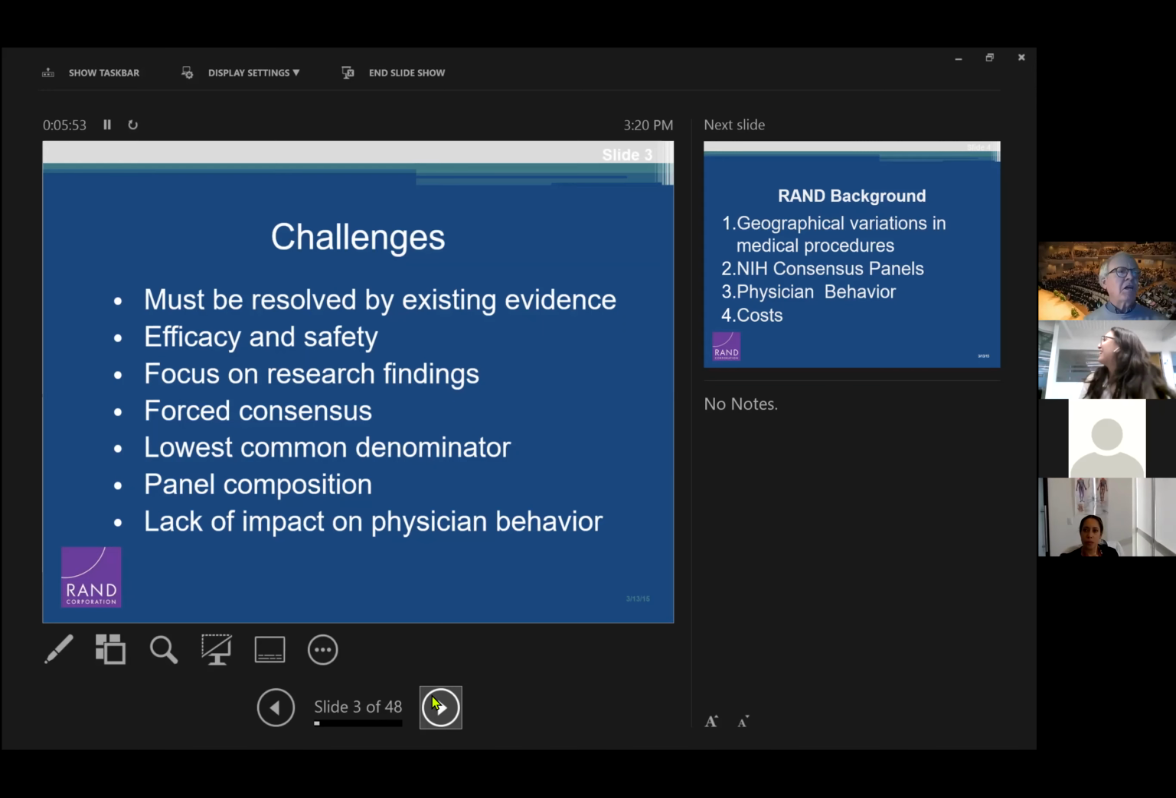They focus on efficacy and safety, and very seldom did they look at effectiveness, because they tend to focus on RCTs, and they weren't looking at what happens in the average practice. They're looking at what happens in trials. They focus on research findings. The next part was really important.